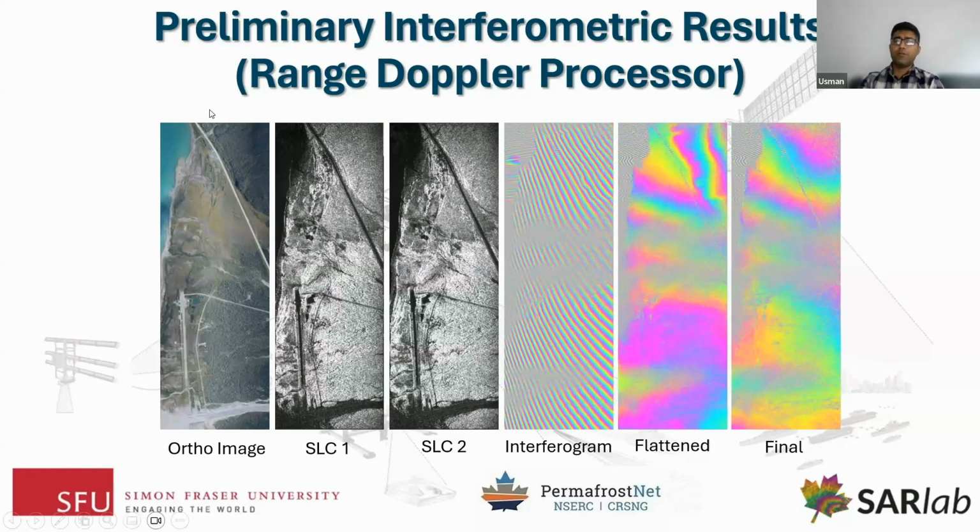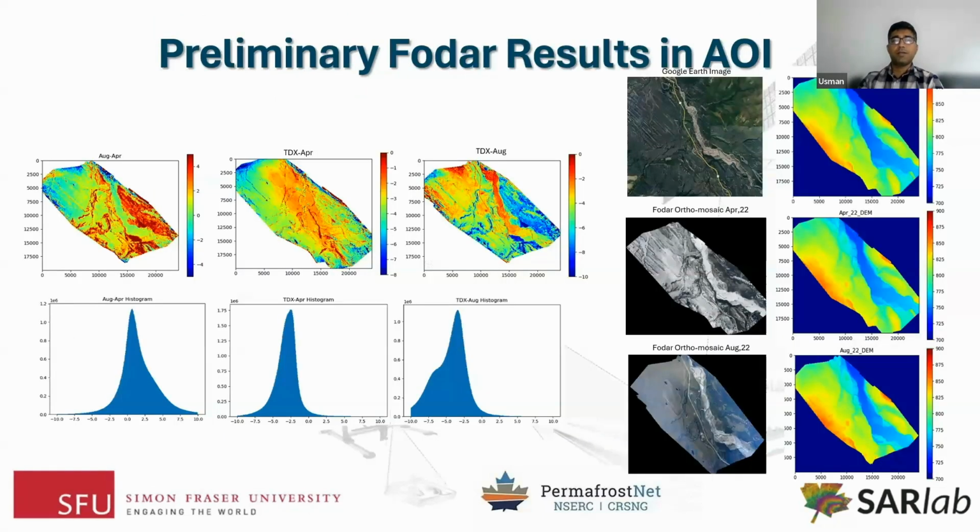Also, I've categorically mentioned here the range Doppler processor. There are various types of SAR processors, but we have looked into the range Doppler processor and a time domain back projection algorithm based processor. The range Doppler processor is a frequency domain processor. There are certain limitations to it, which I will talk about in detail as we go along. Whereas the time domain back projection algorithm incorporates the sensor positions in a more accurate fashion as compared to the range Doppler processor.